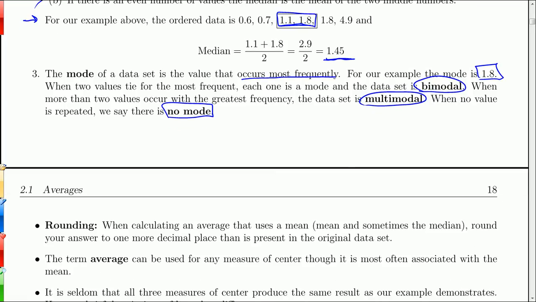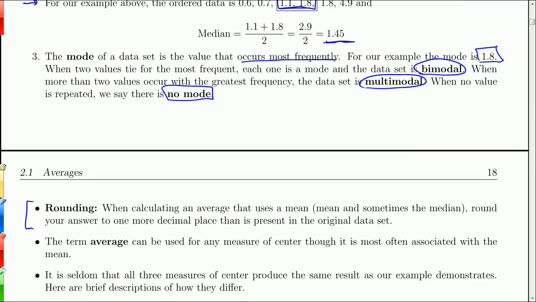Okay, rounding, and this is a process worth remembering because it's used in other sections as well. When you're calculating the average, it uses a mean, and sometimes the median, whenever you have two middle terms and you have to average them. We're actually taking the mean of the two middle terms. So anytime you're using the mean to get an average, you want to round your answer to one more decimal place than is present in the original data set. Right, so one extra decimal.